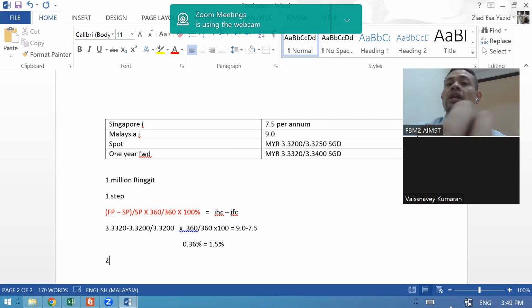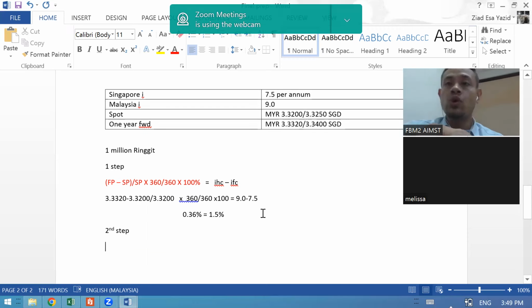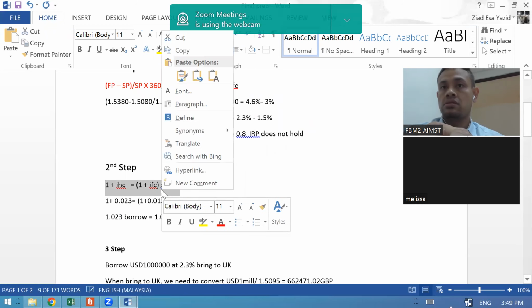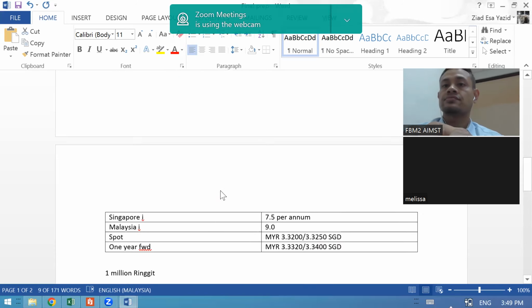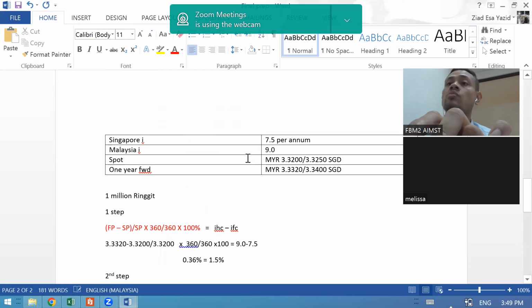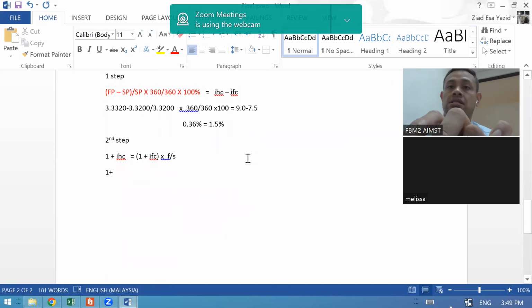Second step. What is our aim for the second step? Where to borrow, where to invest. So that means we use this formula lah. 1 plus interest rate of home currency. Home currency interest rate berapa? 9%, so 0.09.